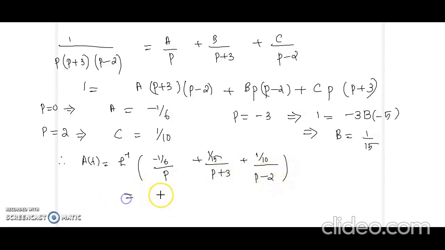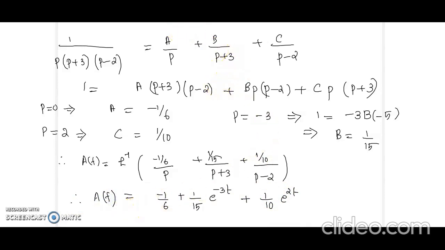So that will be equal to minus 1 by 6, then 1 by 15 into e raised to minus 3t, then 1 by 10 e raised to 2t. So that will be the value of a of t. So we have obtained a of t.